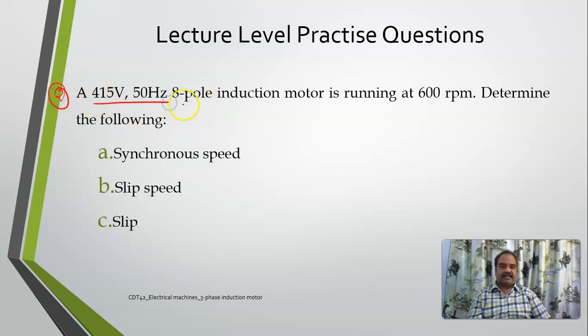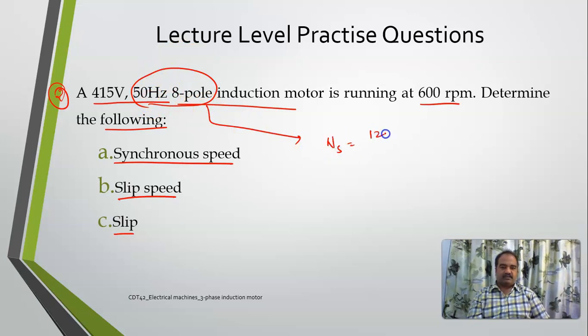And see, one more question for you. A 415 volts 50 Hz 8-pole induction motor is running at 600 rpm, and you should determine the following: synchronous speed, slip speed, and the slip. So it is a 50 Hz, 8-pole machine. What is the synchronous speed? 120 f by p, right? It's my mistake, okay? 120 into 50 by 8. 120 by 8 is 15, so it is 750 rpm. Synchronous speed is 750 rpm.